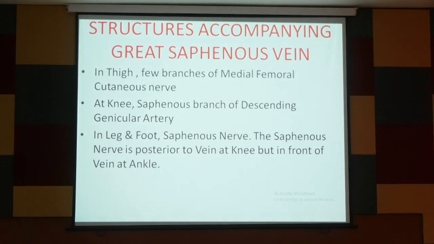Now, structures accompanying the great saphenous vein. In the thigh, a few branches of the medial femoral cutaneous nerves. At the knee, the saphenous branch of the descending genicular artery. In the leg and foot, the saphenous nerve. The saphenous nerve is posterior to the vein at the knee, but in front of the vein at the ankle.